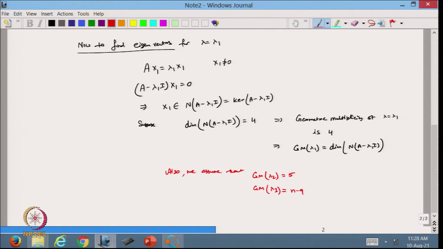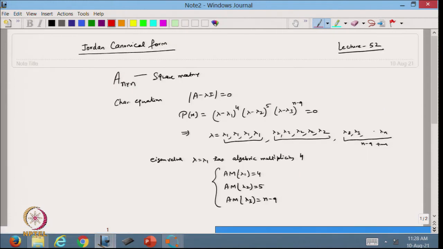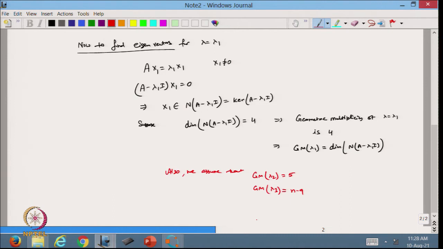Now, you see that the algebraic multiplicity of each eigenvalue is the same as its geometric multiplicity. So, in this case, we say that the matrix A is diagonalizable. And how is it diagonalizable?